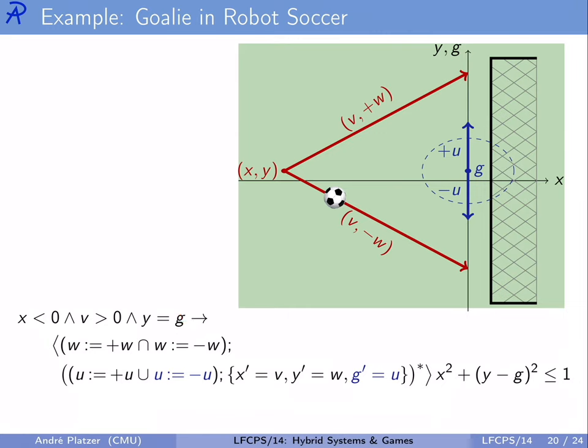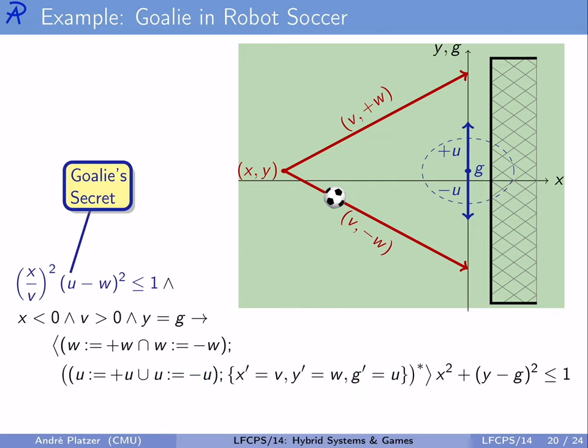the argument. It isn't always true, under all circumstances, that there is a winning strategy for the goalie robot, but it is true under this assumption. So next time you play soccer, remember this: if x over v square times u minus w square is less or equal 1, then there is a winning strategy to make sure the goalie robot can always catch the ball.